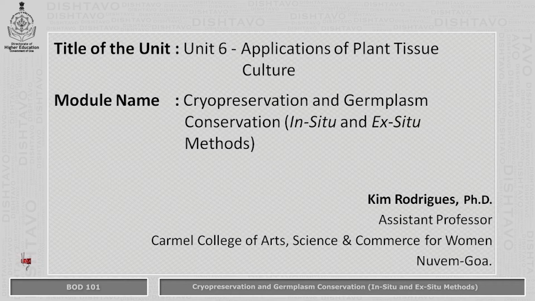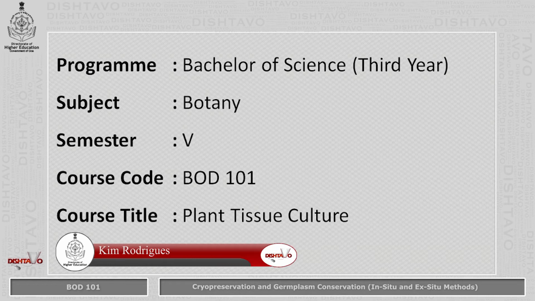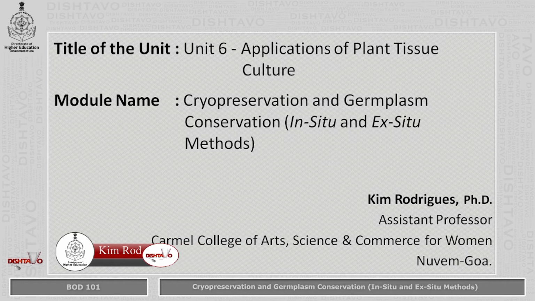Today I will be teaching cryopreservation and germplasm conservation, in situ and ex situ methods for third year BSc Botany Semester 5 students. Course code BOD 101, course title Plant Tissue Culture. Title of the unit, Unit 6, Applications of Plant Tissue Culture. Module name, Cryopreservation and Germplasm Conservation, in situ and ex situ methods.